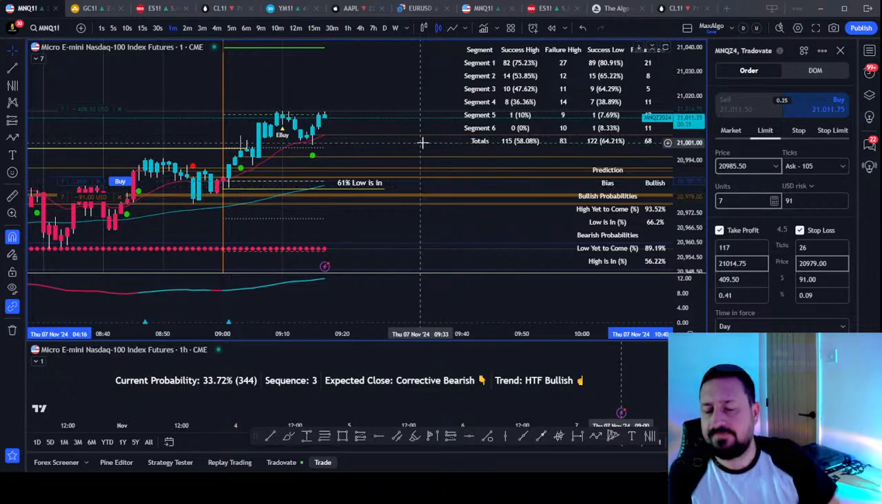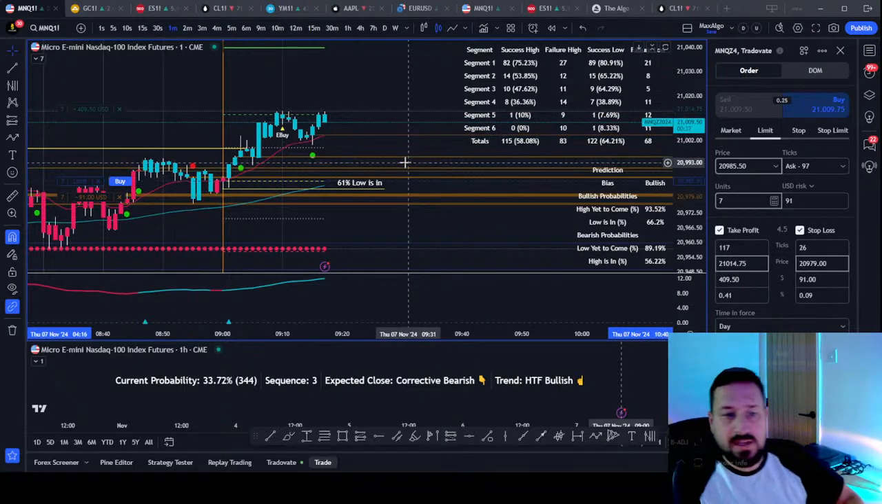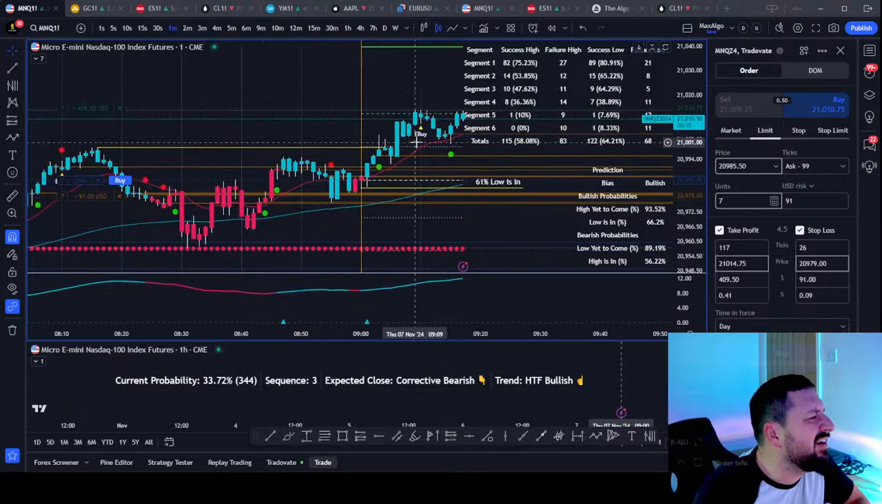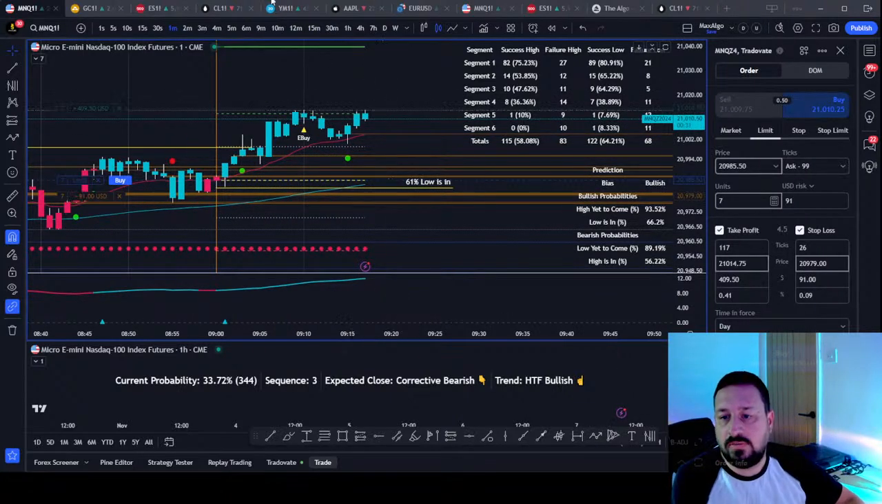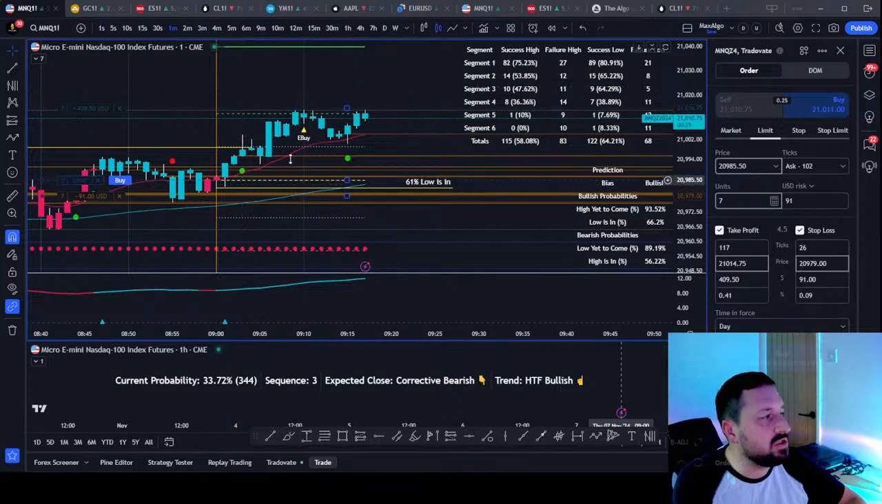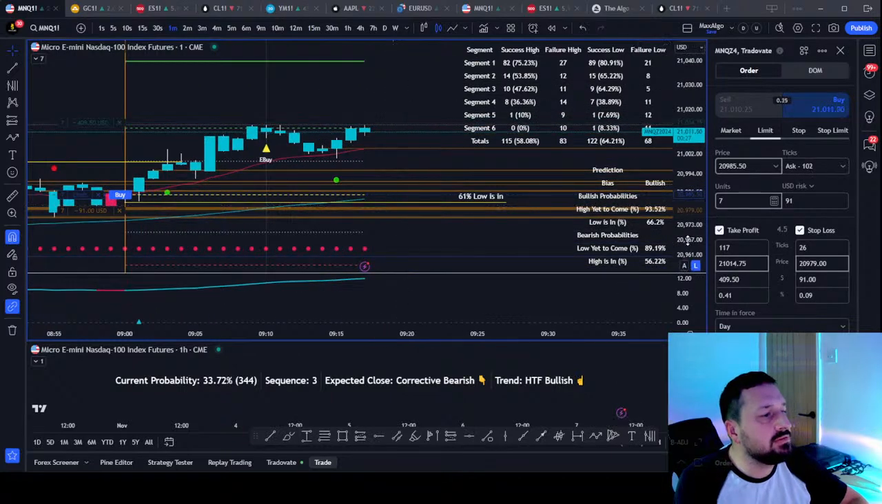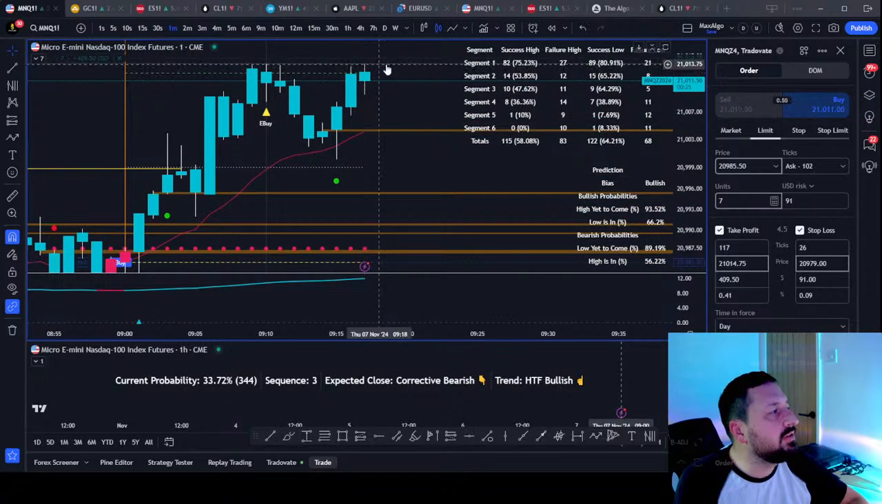Let me just zoom in on my old eyes. Hang on. Do you know what? I just need to put that bloody thing back on where I can just see the high of the candle at the top of the chart. Equal.